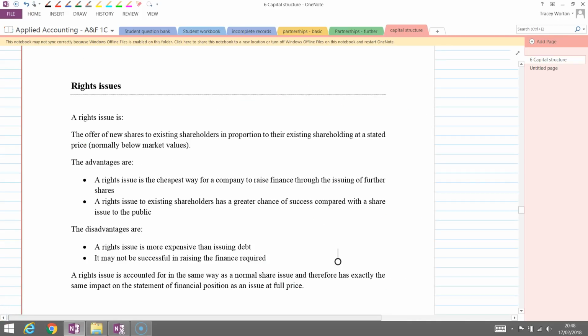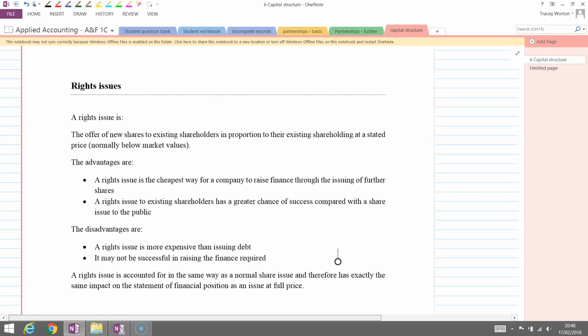So we also have a type of issue called a rights issue. And so a rights issue is the offer of new shares to existing shareholders in direct proportion to their existing shareholding at a stated price, which is normally below the market values. Otherwise, how are you going to entice your existing shareholders to buy more shares from you?